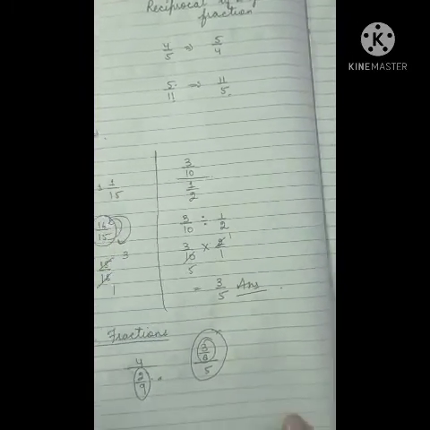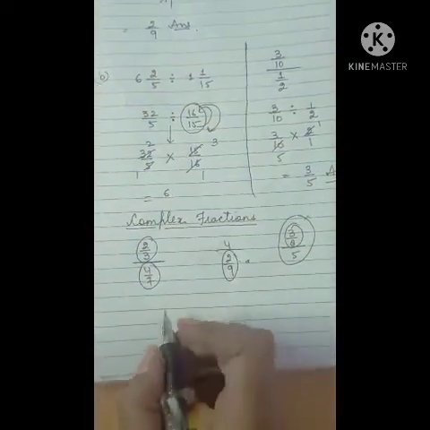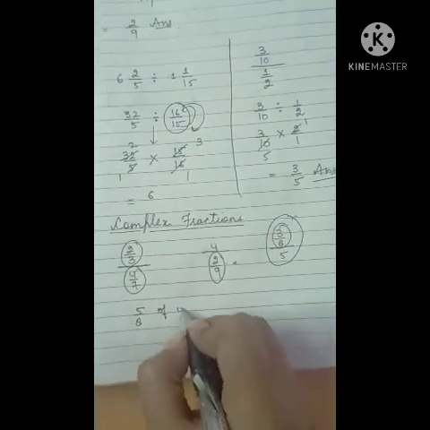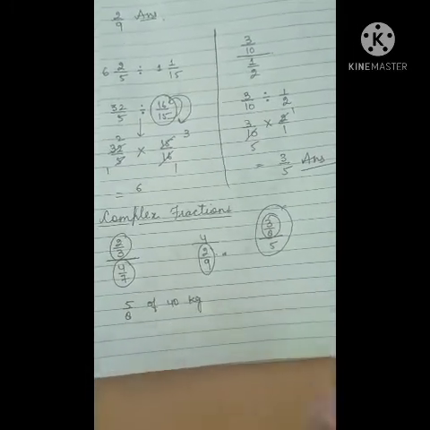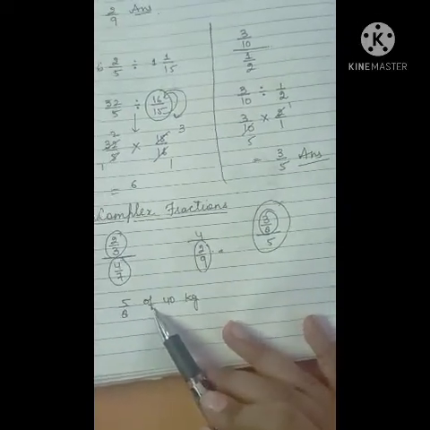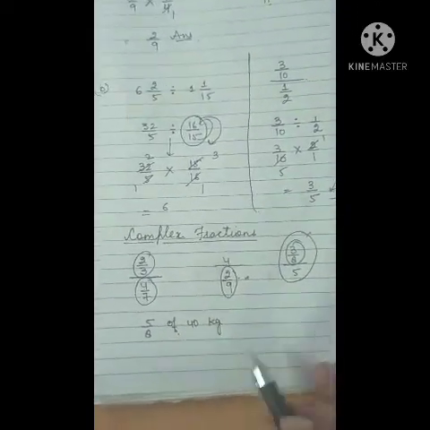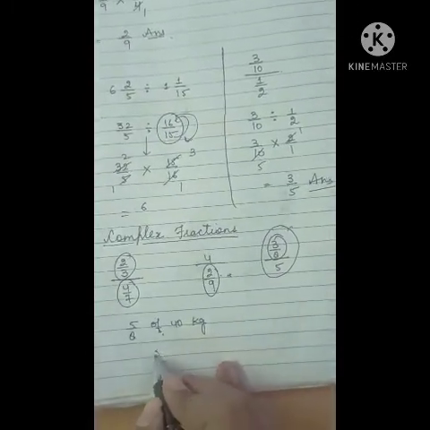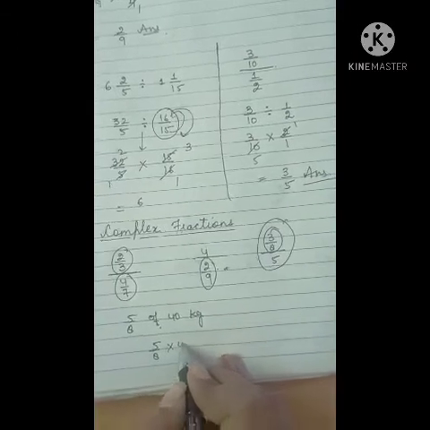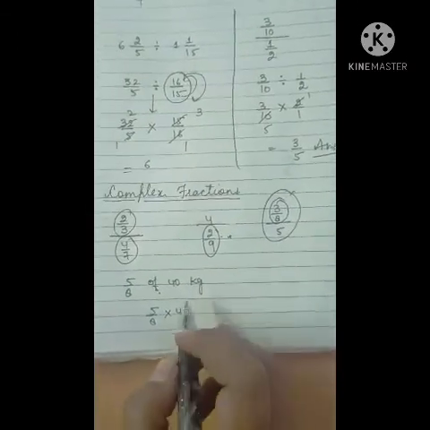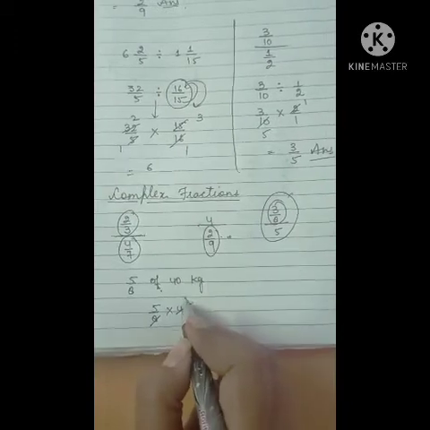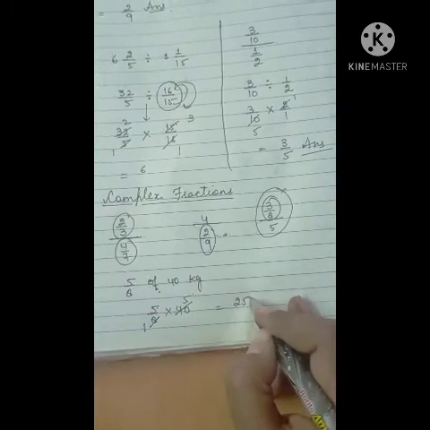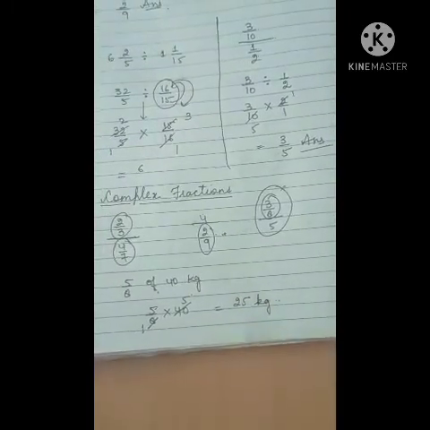Okay. Now suppose you have a question like this, 5 by 8 of 40 kg. You have to solve this question. So what is the meaning of this "of" here? The meaning of "of" here is multiply. This means multiplication. So we multiply 5 by 8 into 40. Here we get 8 5 times, 8 1 times. Now we multiply the numerators, so you will get the answer 25 kg. Clear everyone?